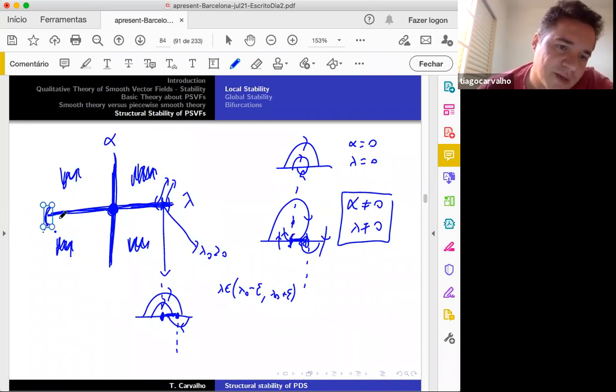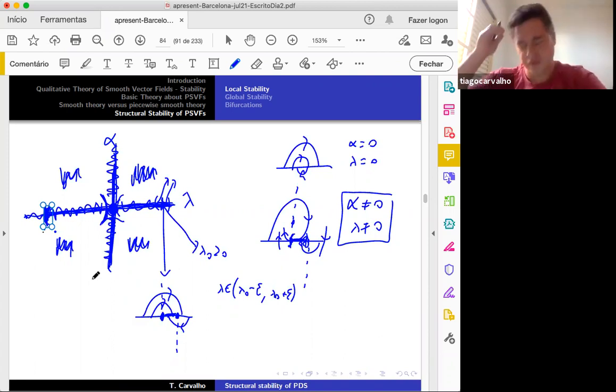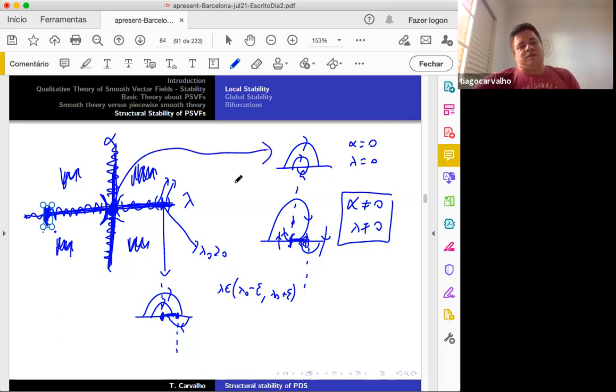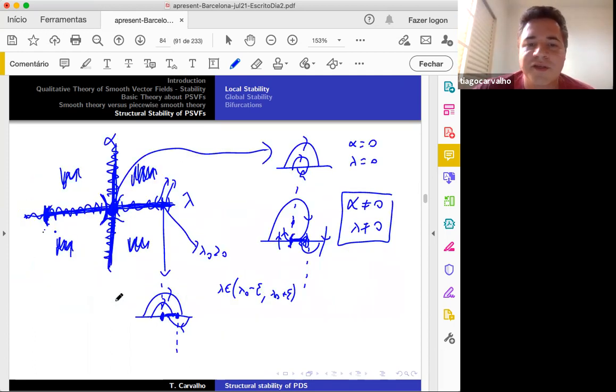The same happens at this semi-straight line, okay? Here is the same, here and here. So all vector fields at these semi-straight lines belong to the codimension one local bifurcation set. And of course, this vector field here belongs to omega two, continuing here. And it's the only piecewise smooth vector field here that belongs to the codimension two local bifurcation set.